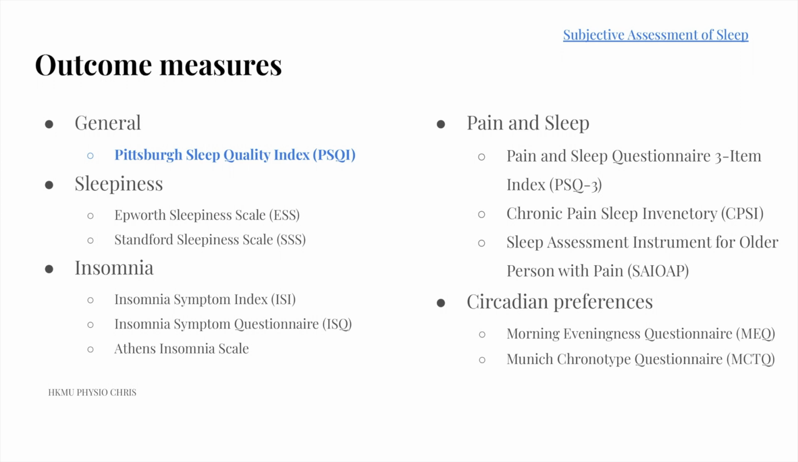For sleep and pain, there are two questionnaires. One is the Pain and Sleep Questionnaire 3-item index, a direct measure of the impact of chronic pain on sleep, and the Chronic Pain Sleep Inventory, a 5-item tool using a 100mm visual analog scale.